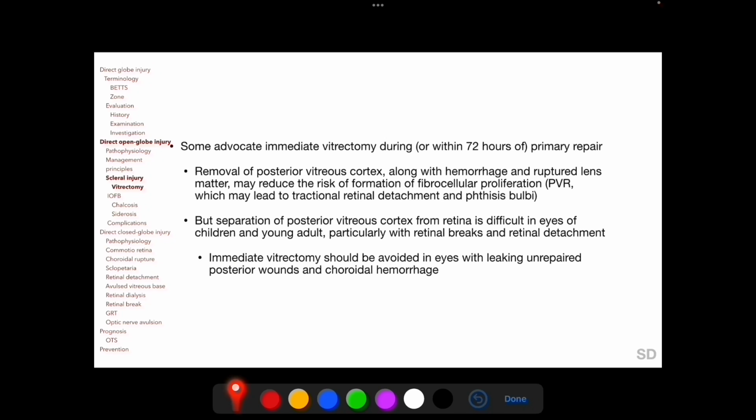Some advocate immediate vitrectomy during or within 72 hours of primary repair to reduce the risk of proliferative vitreoretinopathy, but separation of an attached posterior vitreous cortex from retina is difficult in eyes of children and young adults, particularly in eyes with retinal breaks and retinal detachments.